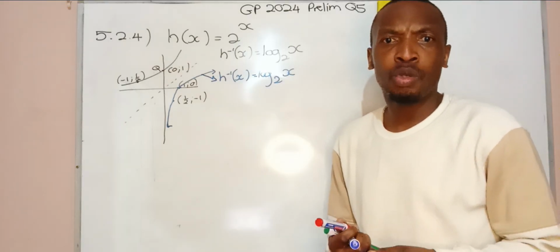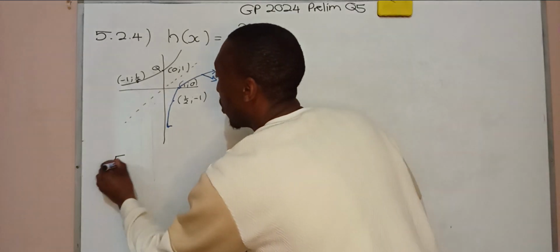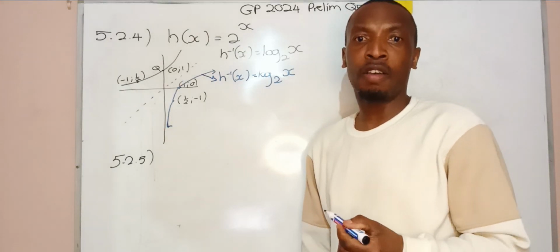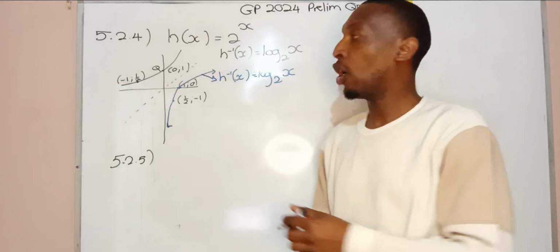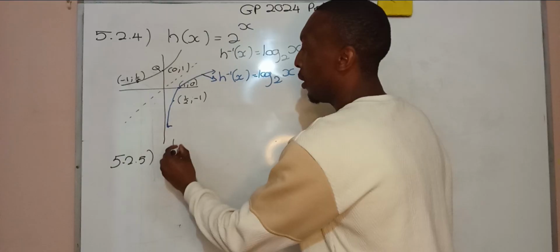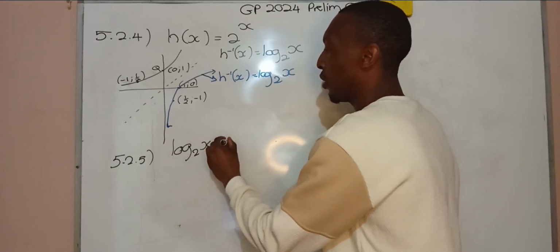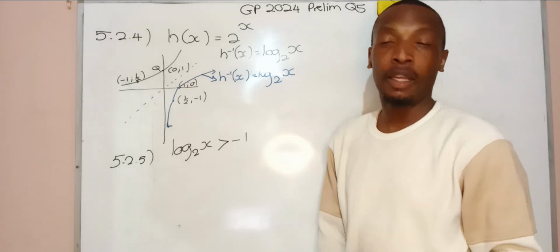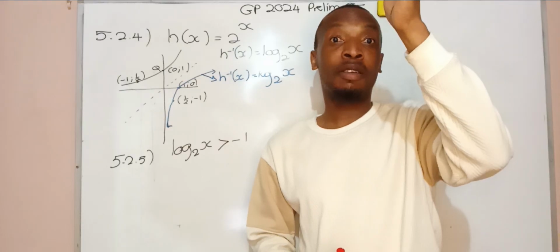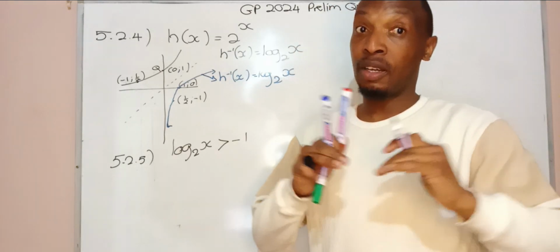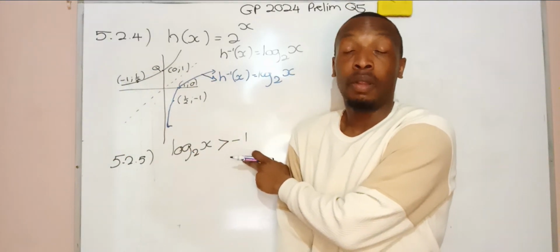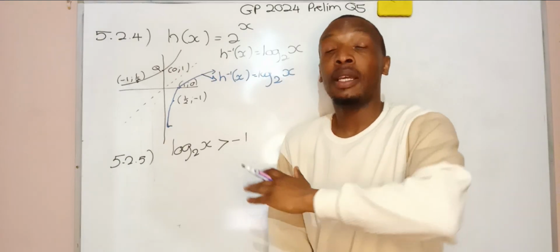What does 5.2.5 want? 5.2.5 says, read off from your graph the values for which log base 2 of x is bigger than -1. We want to know where this is greater than -1. This question wants you to think horizontally and vertically at the same time, because they're asking for what values of x, so that's the horizontal, is the graph bigger than -1? In other words, the y of this function is bigger than -1.